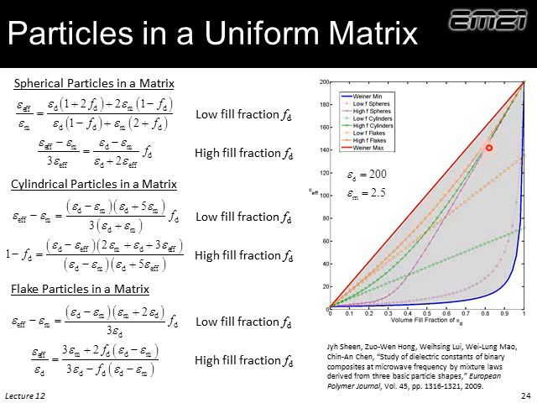So if we are mixing some kind of powder, let's say, into a resin, and we want really a strong electromagnetic response, we want those particles to be dominating the electromagnetic properties, we want flake particles. And according to this, we also want high fill fractions.